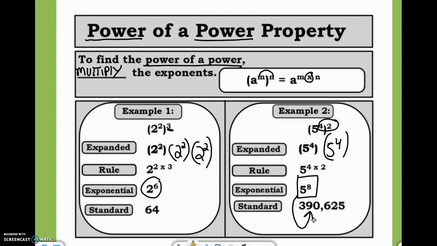Okay? So those are what we call the power rules. And then I'm going to go over a couple of other rules, very simple ones, in the next video.